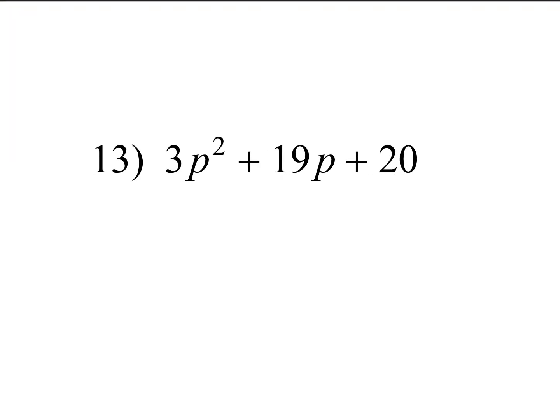Matthias, what should I do first? Number 13. Yes. Would you take the outside 2? Yep. What's 3 times 20? 60. And what are two factors of 60 that add to 19?